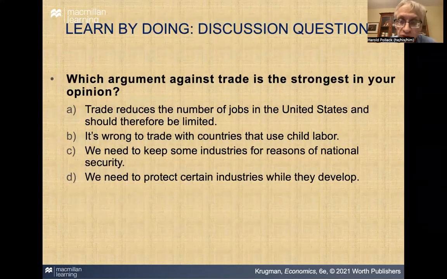One argument is that trade reduces the number of jobs in the United States and should therefore be limited. I think most economists would say this is probably not a good argument, but it's certainly not ridiculous. Another argument: it's wrong to trade with countries that use child labor. That one is an interesting one because obviously child labor is such an egregious practice that we would not want to be purchasing sweaters that were made by 11-year-olds in a sweatshop.